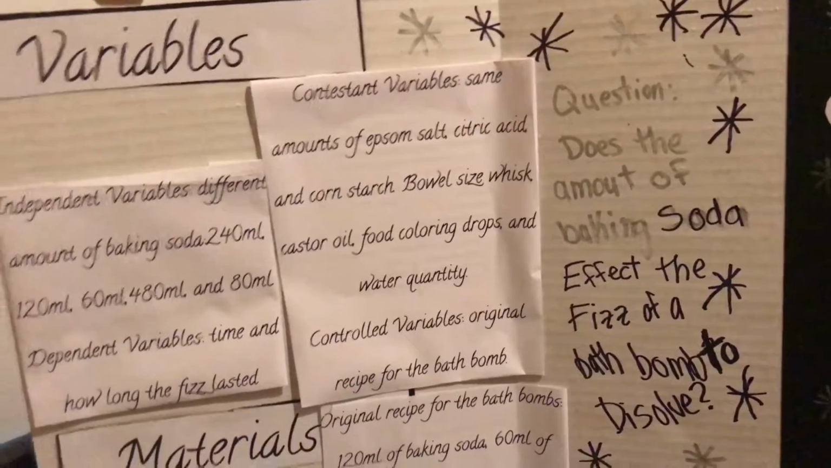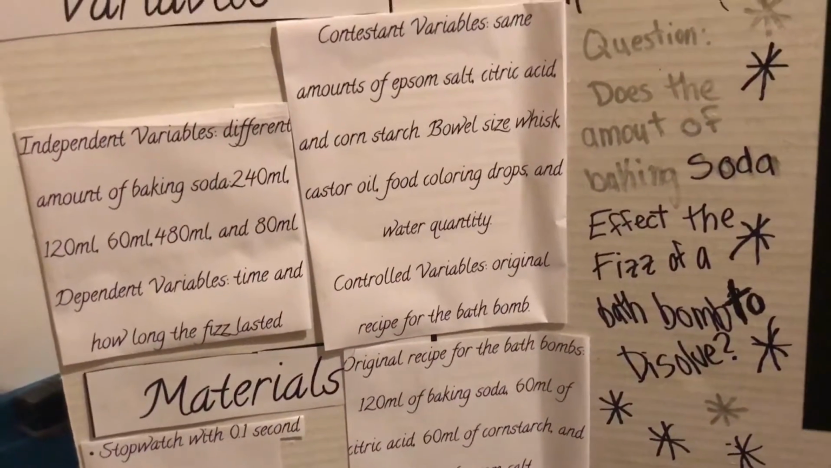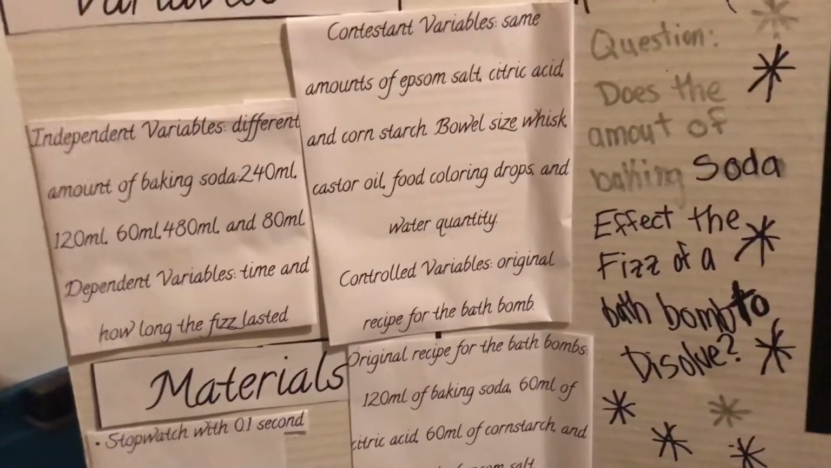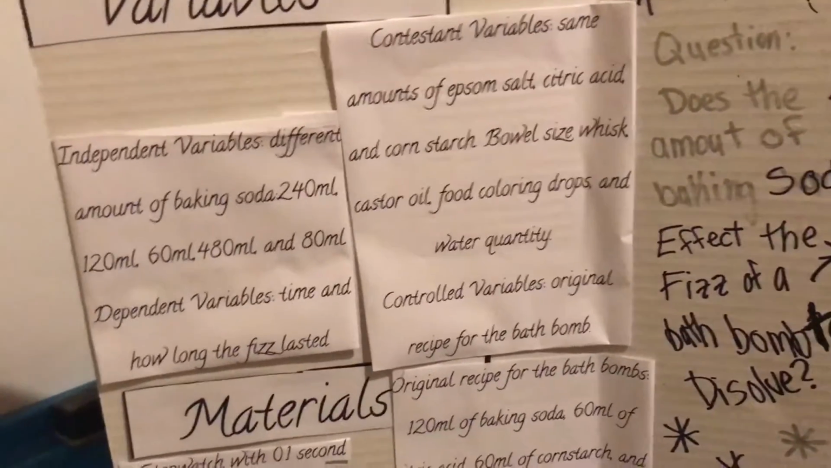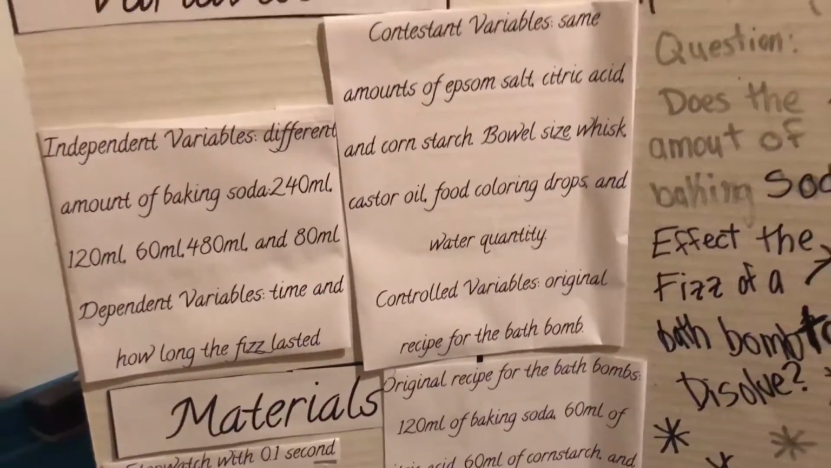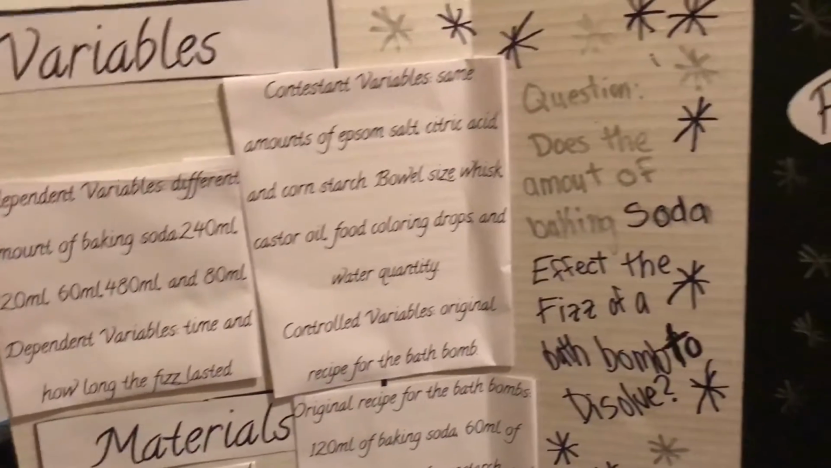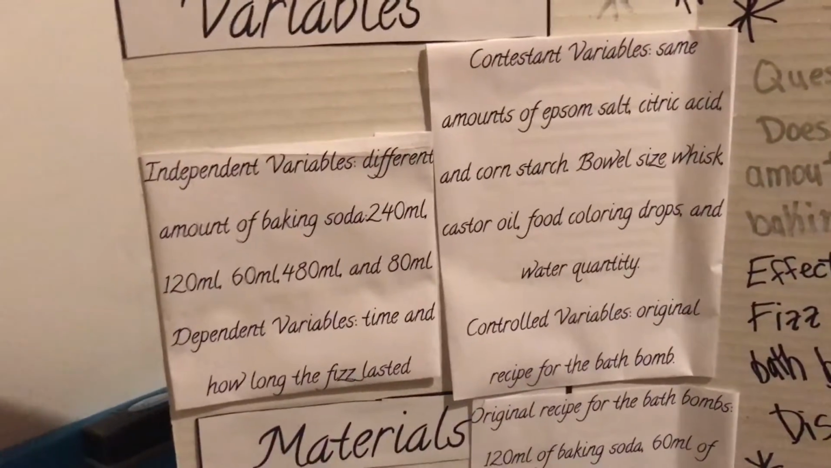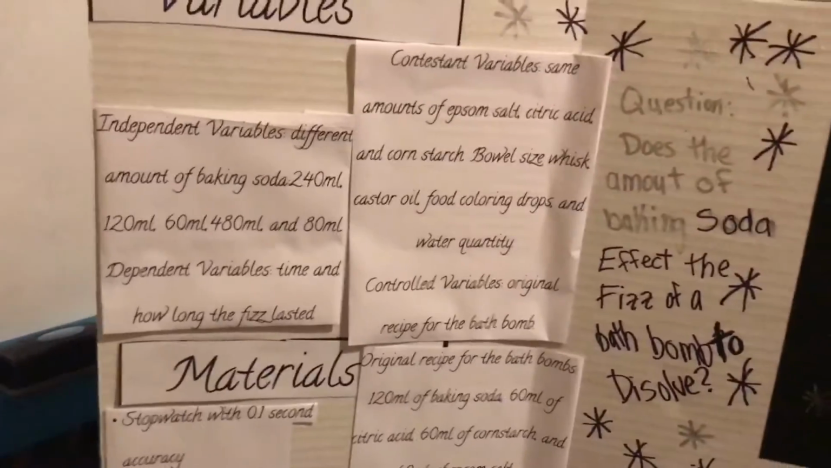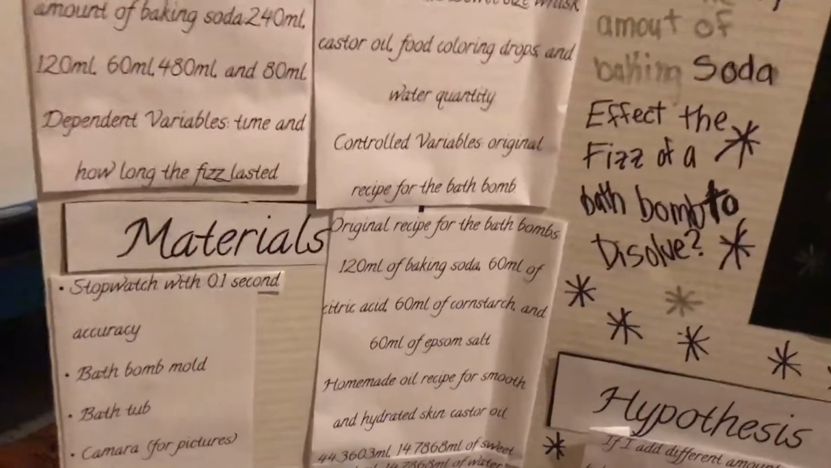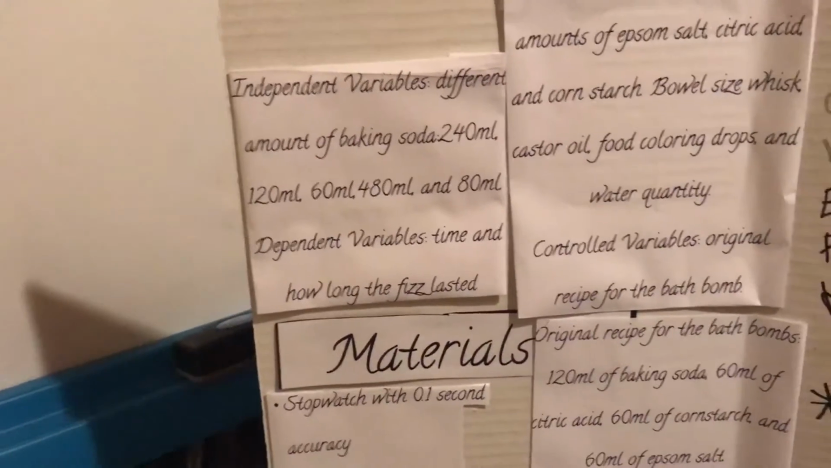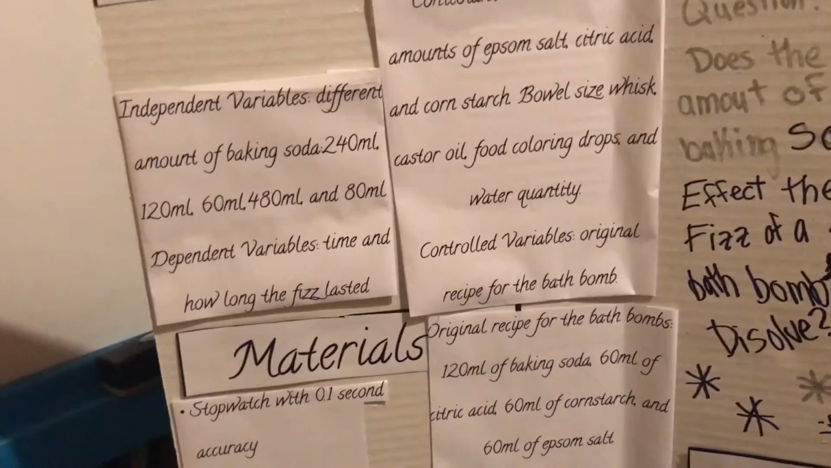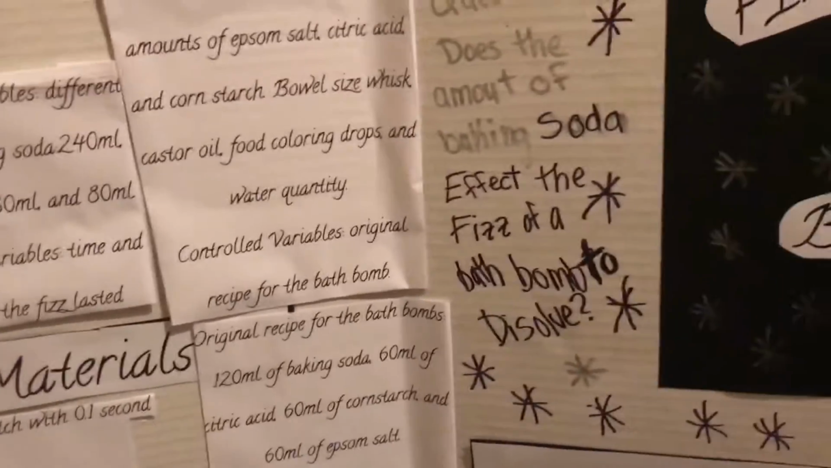And the constant variables are the same amounts of Epsom salt, citric acid, and cornstarch, but not the same amounts of baking soda because that's what I changed. Also the bowl size, the whisk, castor oil, food coloring drops, and water quantity. The controlled variable is the original recipe for the bath bombs. There were different recipes, but I stuck to one, and I only changed the baking soda. And the materials were a stopwatch, bath bomb mold, bathtub, camera, a small cup, whisk, and a bowl.